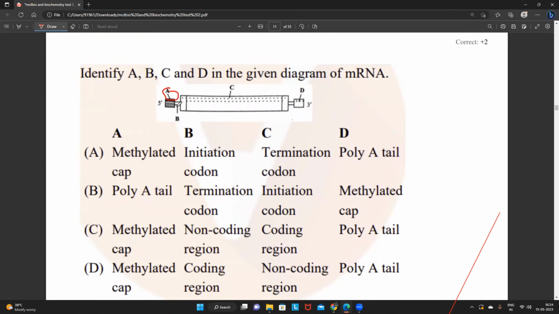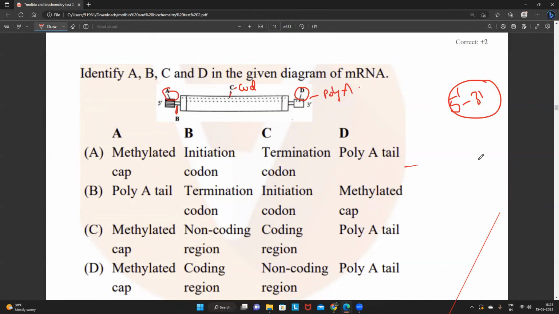So you remember, B will be the non-coding region. Why? Because that strand also is in 5 prime to 3 prime. So then that will become what? Non-coding region, not to get confused. Then in the previous slide also we studied the same thing, right? C becomes what? Coding region. And D becomes what? Poly A tail. This also people got confused.